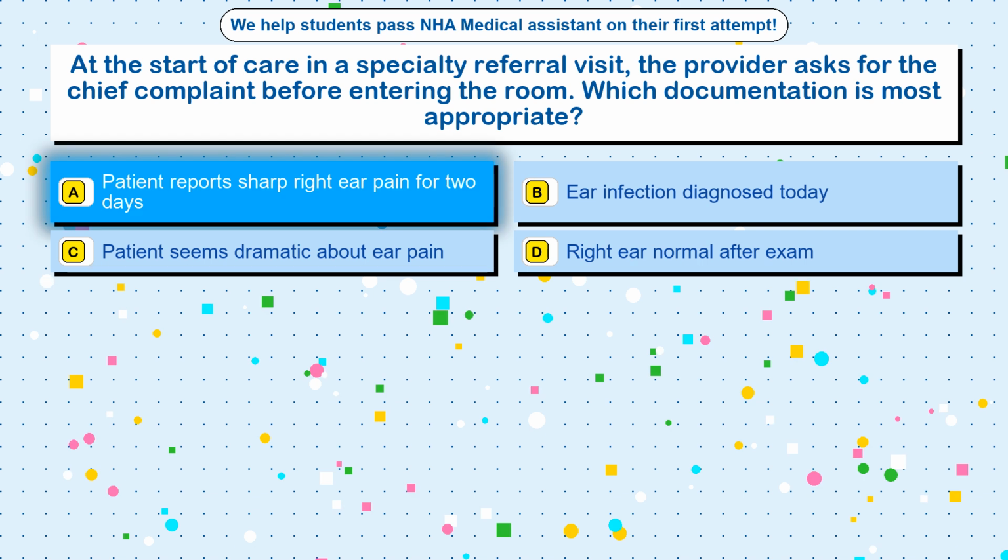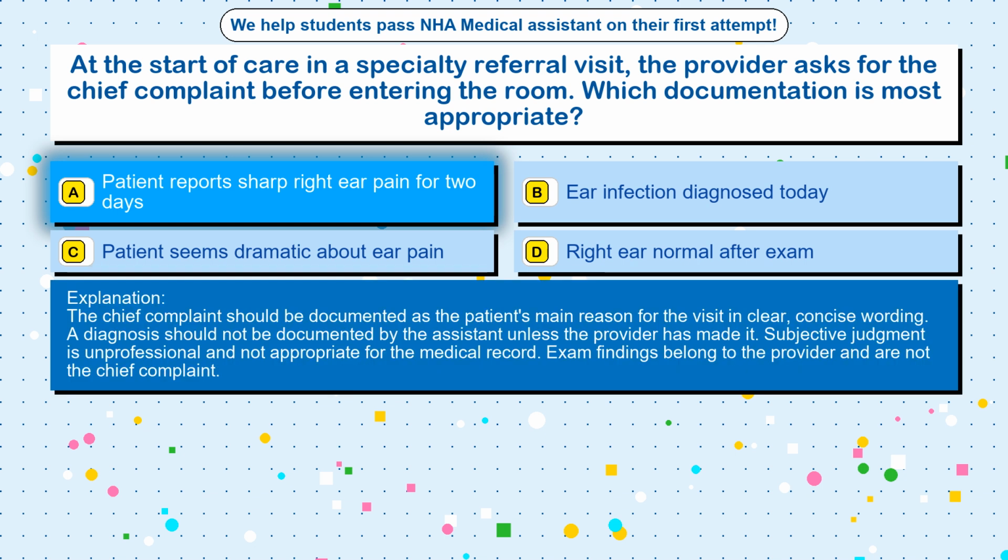The correct answer is option A, patient reports sharp right ear pain for 2 days. The chief complaint should be documented as the patient's main reason for the visit in clear, concise wording. A diagnosis should not be documented by the assistant unless the provider has made it. Subjective judgment is unprofessional and not appropriate for the medical record. Exam findings belong to the provider and are not the chief complaint.